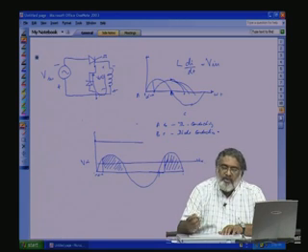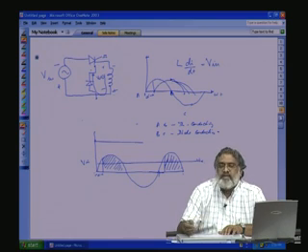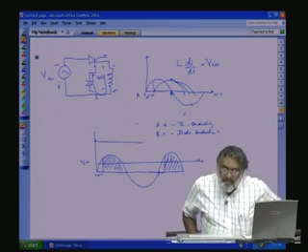So, even though this single phase half wave rectifier is available in textbooks, it is seldom used in any application. This is only for understanding the basics of rectification. Now, let us talk about rectification.